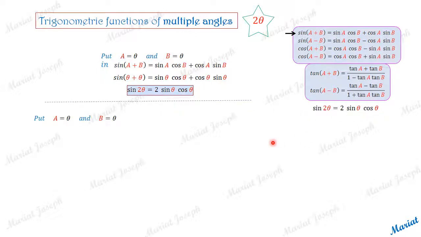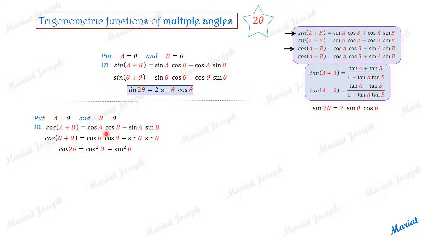Now, to find the cos 2 theta formula, we need to put the same in the second formula, cos A plus B. Cos A plus B is cos A cos B minus sine A sine B. So while replacing A and B both by theta, we'll end up in this equation. Cos A plus B becomes cos theta plus theta, and cos theta cos theta minus sine theta sine theta by replacing A and B with theta. So the RHS is now cos square theta minus sine square theta. That is equal to cos of 2 theta. This is one of the formulae for cos 2 theta.